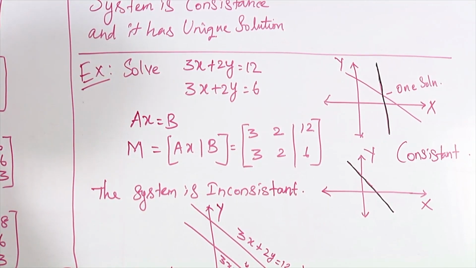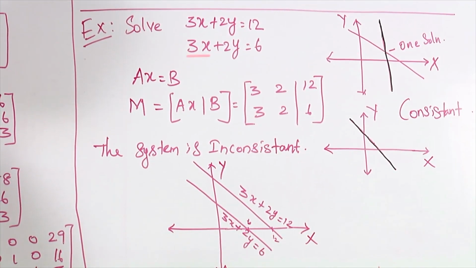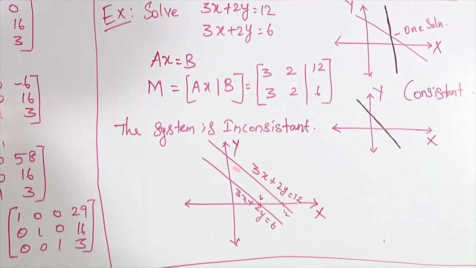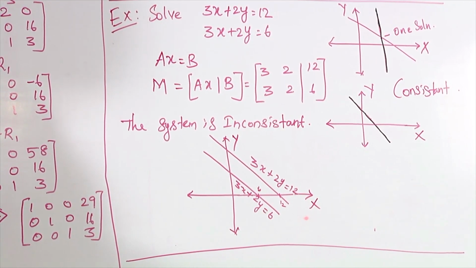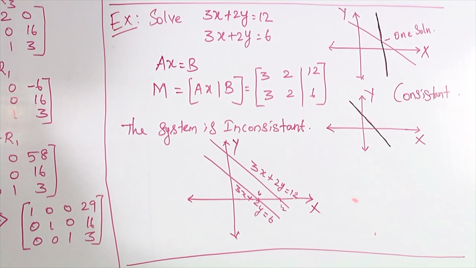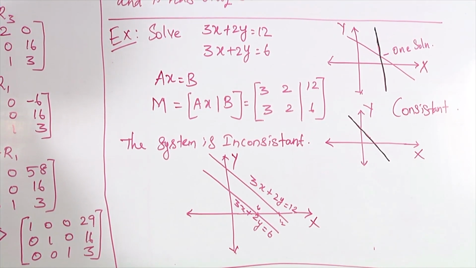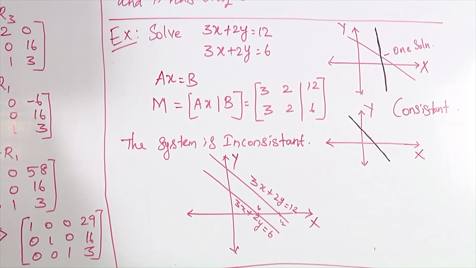Here you can see the graph. Corresponding to these equations I have drawn straight lines, and these two straight lines are parallel, and they are not going to intersect. Even if you extend them infinitely, they are not going to intersect. We don't have any intersecting points, which means it doesn't have any solution. The system is inconsistent, and the problem is over now.